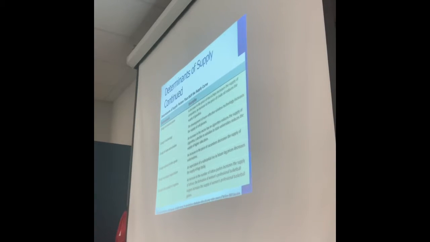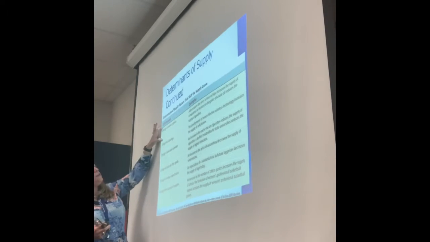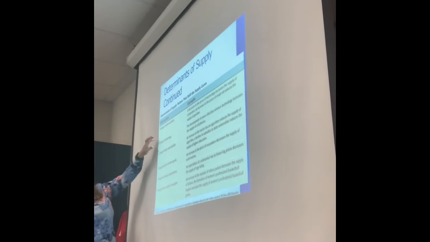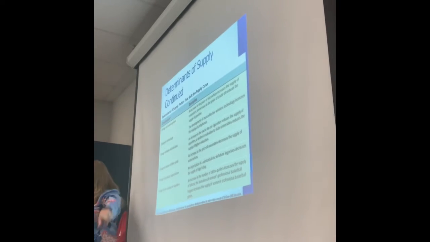So we have to cover a couple more things, and one of the things that I wanted to discuss with all of my students today is the determinants of supply. We have to talk about the factors that shift the supply curves to the right or to the left. You should recall that the demand curve is a downsloping curve, and the supply curve is an upsloping curve. Keep that in mind. The first determinant of supply is the change in resource prices.